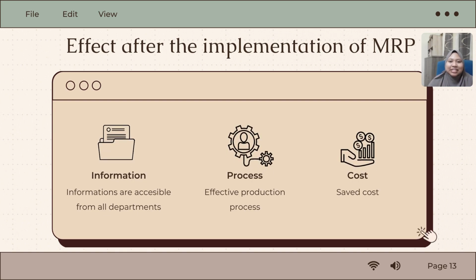The effect after the implementation of the MRP system in Paddock Company. First, from the information aspect, all the key information regarding manufacturing, such as location and cost of a project, was accessible easily. Second is from the flow of process. Paddock was satisfied with the result after the changes in production process of the implementation of MRP, since they managed to reduce workload and work efficiently. Third, they managed to reduce costs.